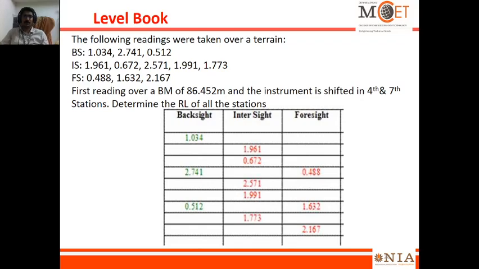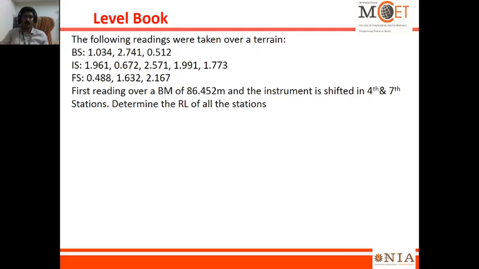Hello friends, we have seen the concept of leveling in the previous video. Now, how to tabulate the readings, whether we are taking them in the ground or some problem is given, how to tabulate it. That is the point here.